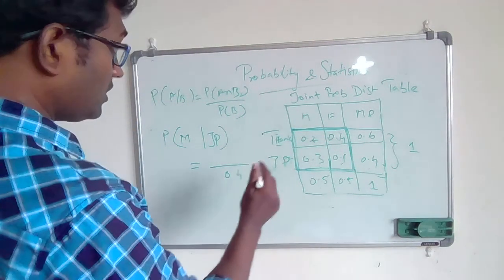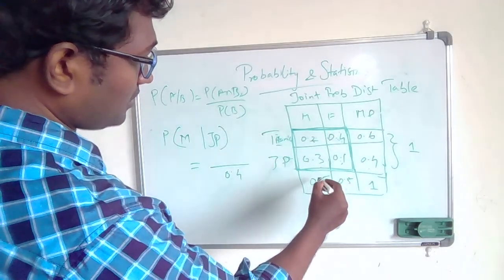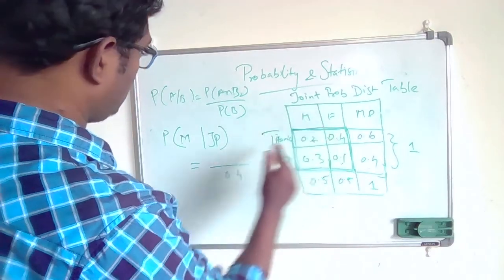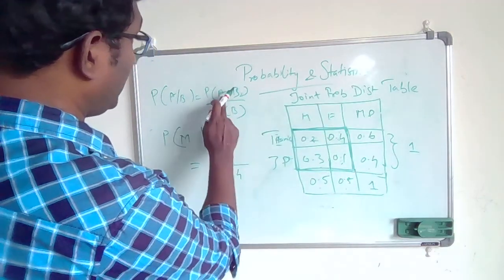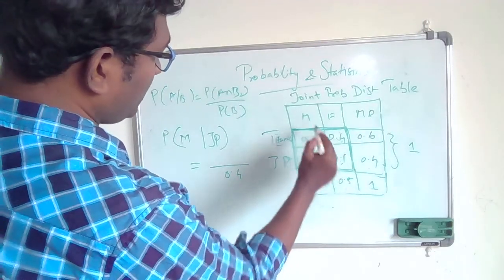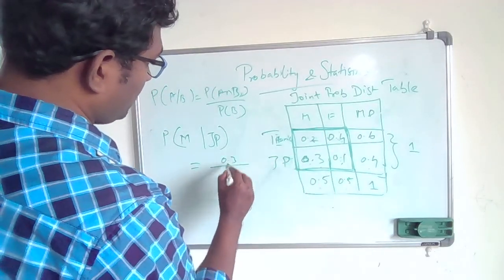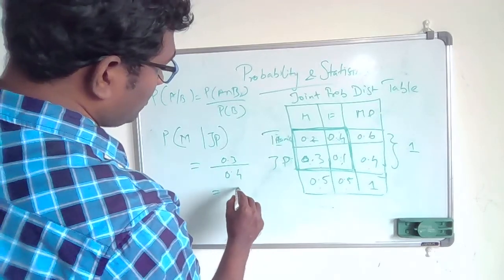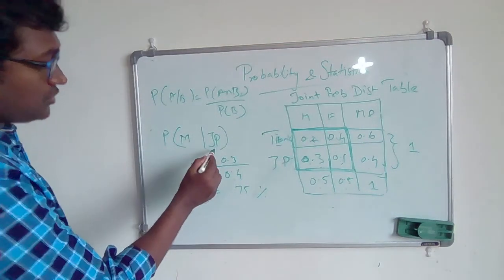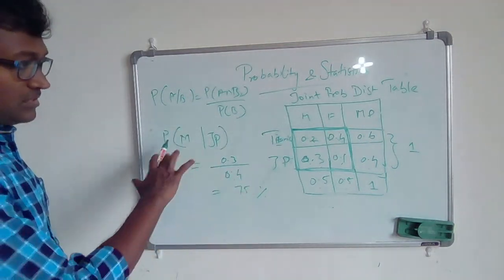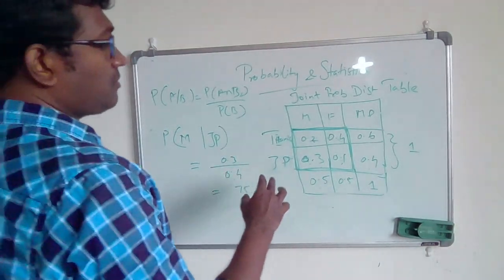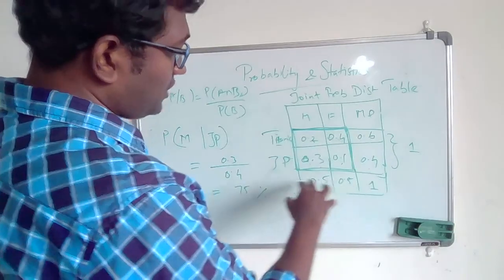So the probability of male and Jurassic Park, A and B, is 0.3. They should be male and they should have watched Jurassic Park. It is 0.3 divided by 0.4, so about 3/4, or 75% of the people who have watched Jurassic Park are actually male. So you can answer this question in the reverse order as well. This is an example of how you can use the joint probability distribution table.